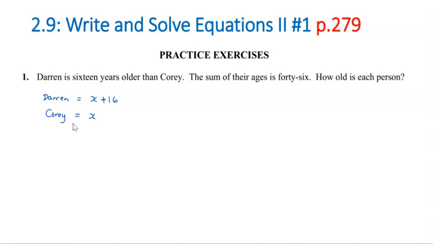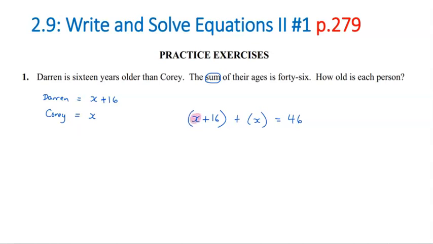Now this question doesn't talk about future time, like the mom and the daughter, or past time, which we'll see in some of the other questions. And if you're looking for the past, you would need subtraction. Here, we're just looking at their ages today, and we see that the sum of their ages is 46. So we're going to take Darren plus Corey equals 46.